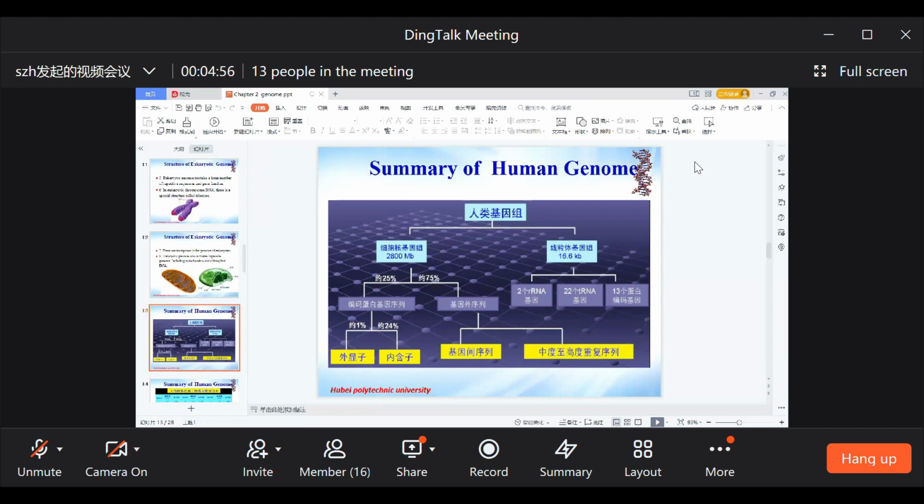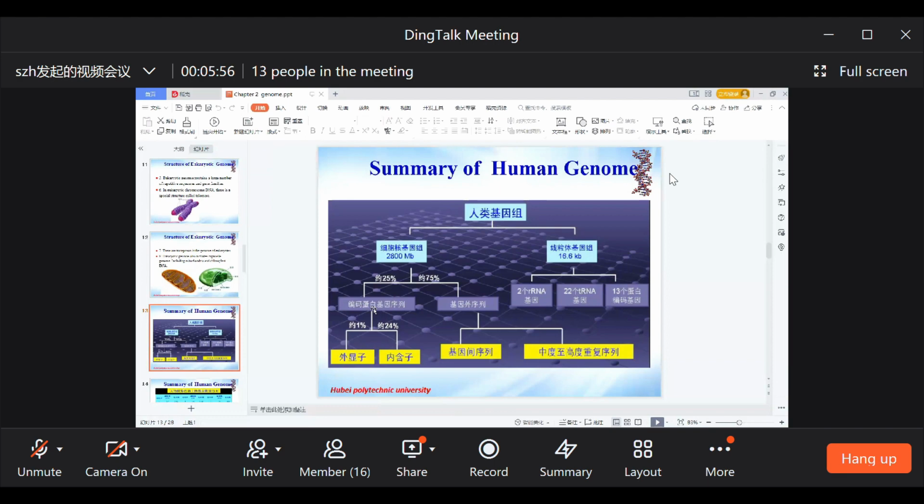And another thing you can see here: coding sequences occupy 25%, and 75% is DNA sequence not coding any products, including the intervening sequences between the coding genes, and most of it is moderately or highly repetitive sequence.